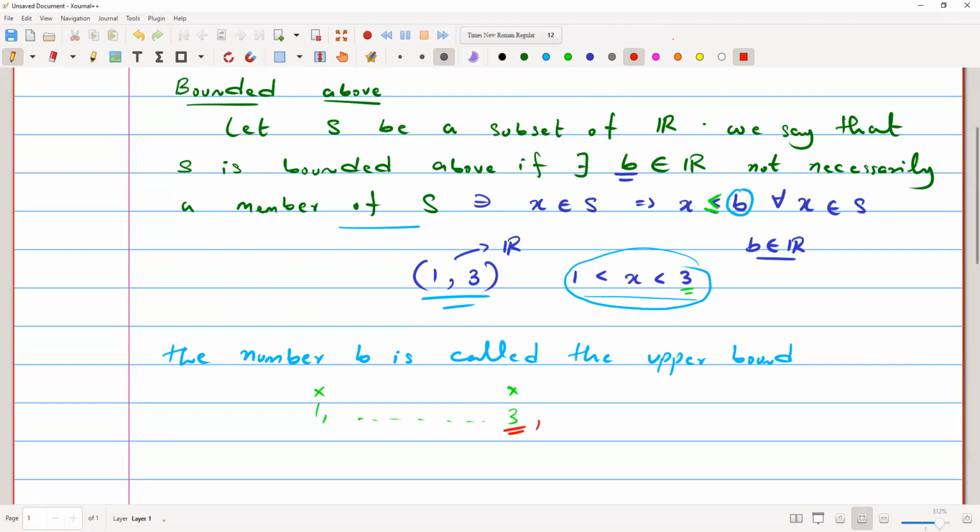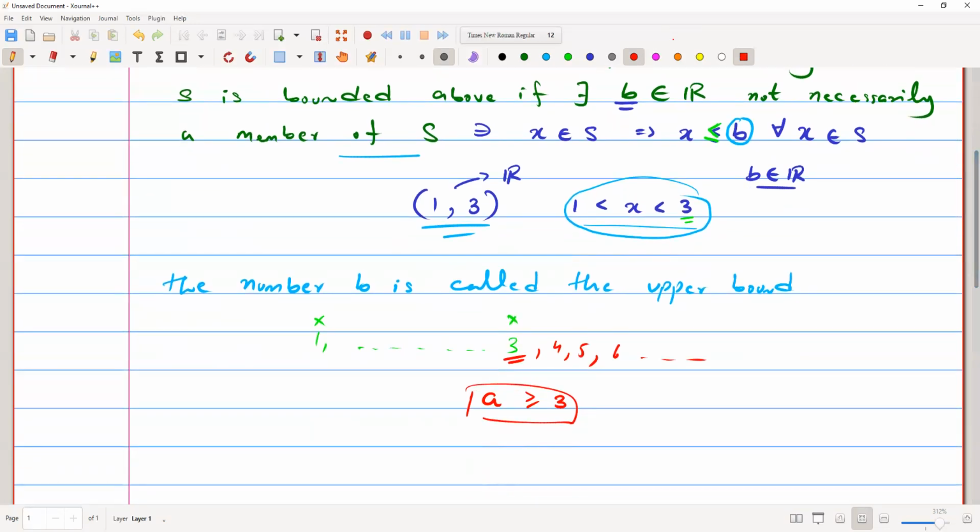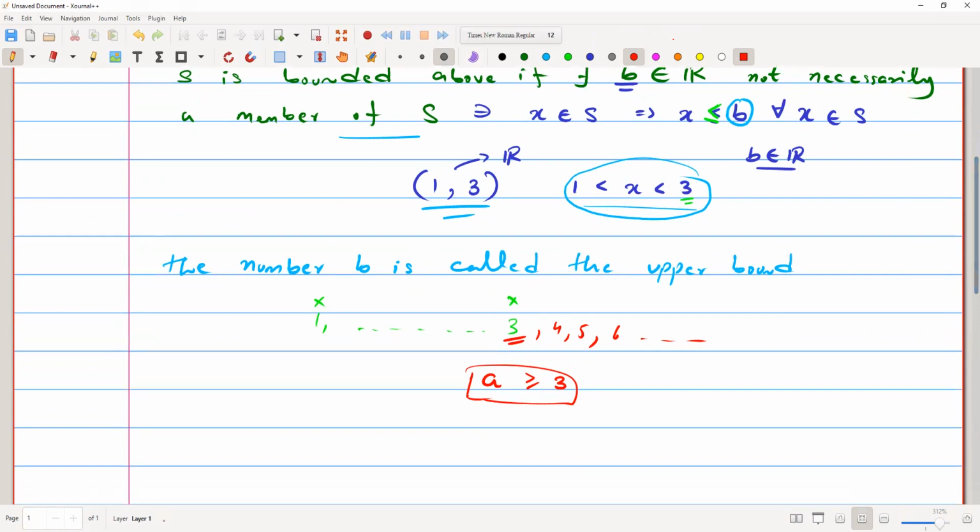And also 4, 5, 6, all these numbers, and every number we can write here that is greater than or equal to 3, is an upper bound of this set, because all these numbers are greater. So 3.1, 3.2, 3.3, like that, 3.001. Every number that is 3 or bigger than 3 is an upper bound of this set. So these are all called the upper bounds of the set. That's what the definition is telling here.